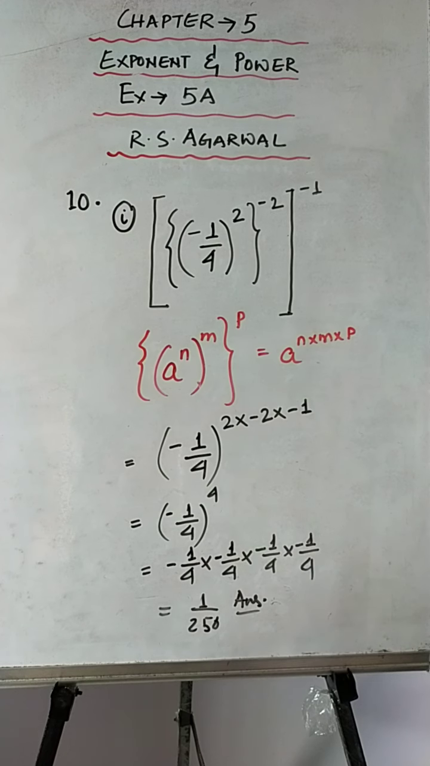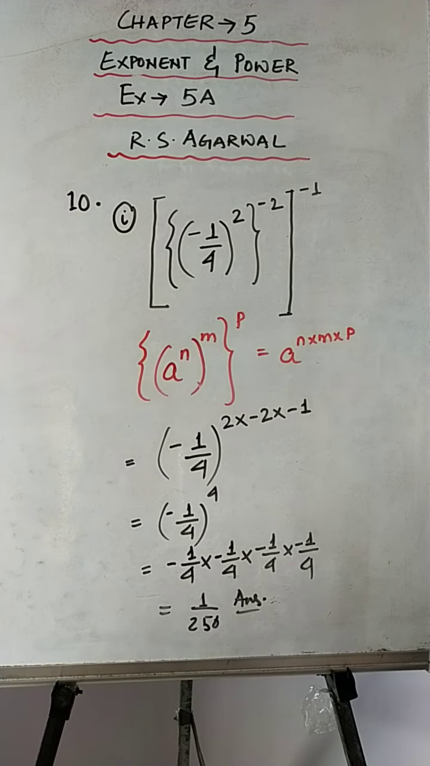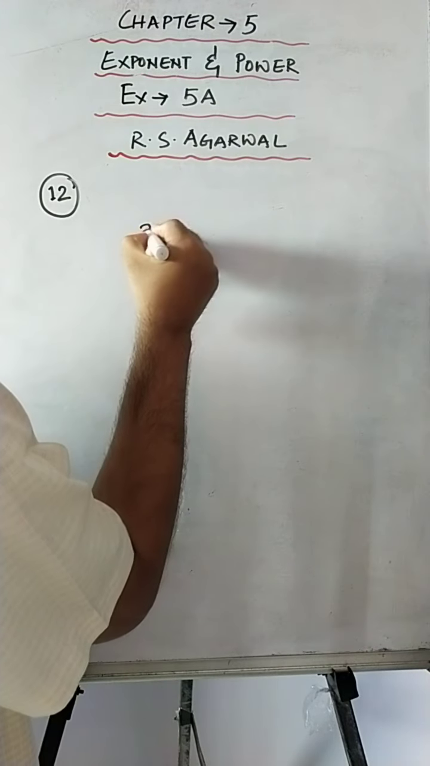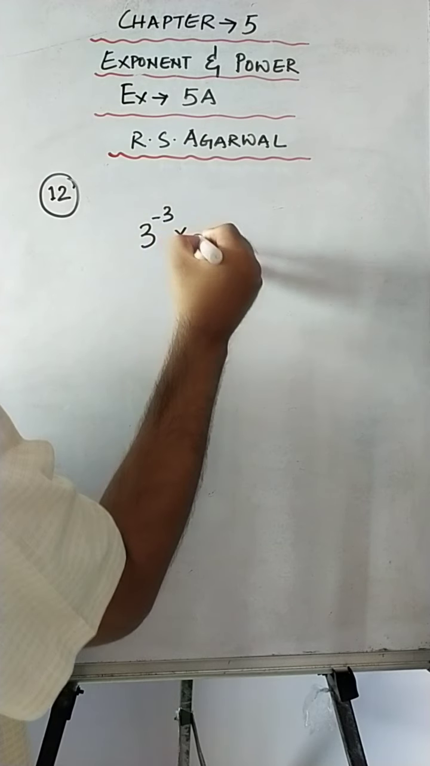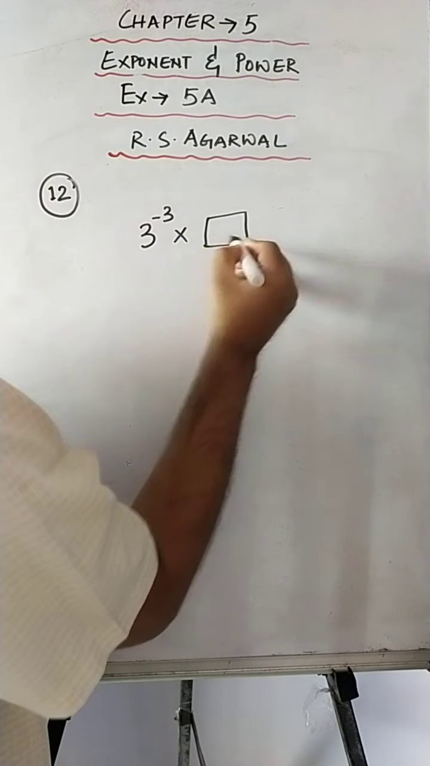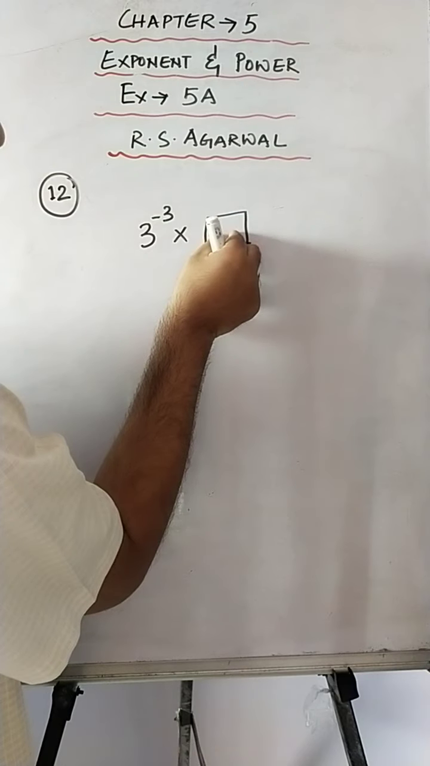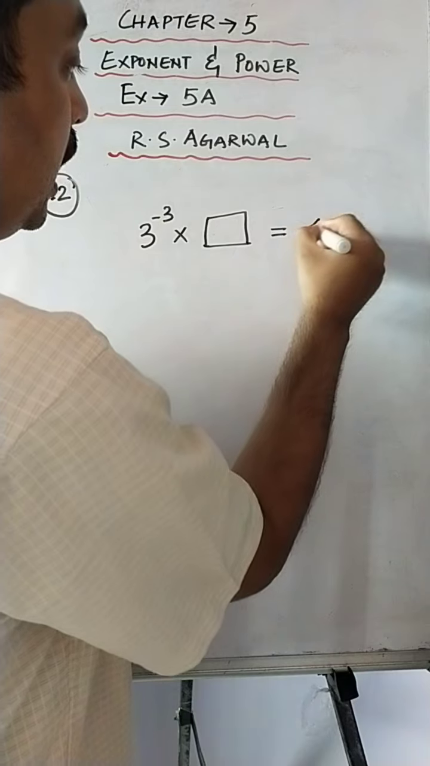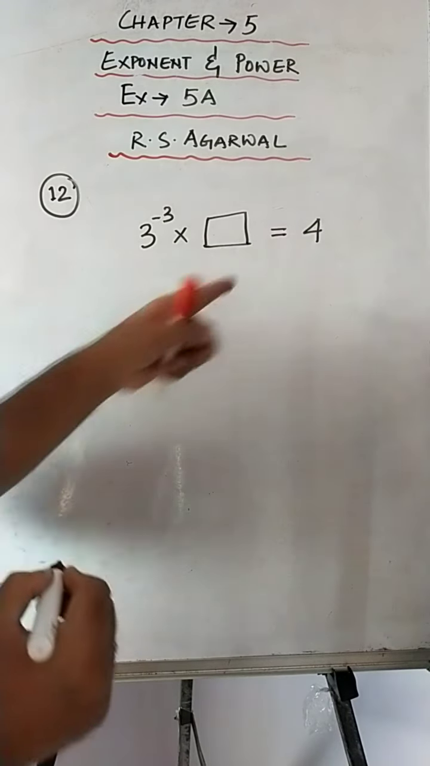Okay. Now the next sum that I have selected is sum number 12. Sum number 12, students. Yes, now what is there in sum number 12? By what number should 3 to the power minus 3 be multiplied to obtain 4? Now it is in this form, students. See, 3 to the power minus 3 is there. Now you have to find out this number. That means, what is the number that you have to multiply with 3 to the power minus 3 so that your answer should come 4.